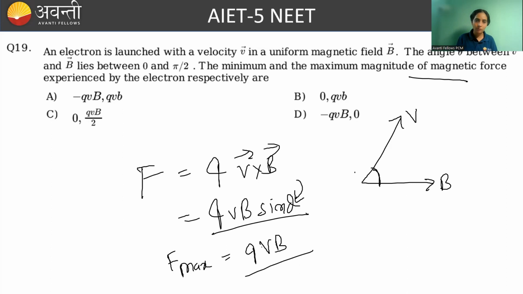Because θ is acute, and it is asking the minimum and maximum magnitude, it's not talking about the sign of that force. So if we talk about magnitude, its maximum value will be when θ is π/2, and its minimum value we can't say is minus qVB, because here it is talking about magnitude. So F max is qVB and F minimum will be 0. I hope you all must have done it.